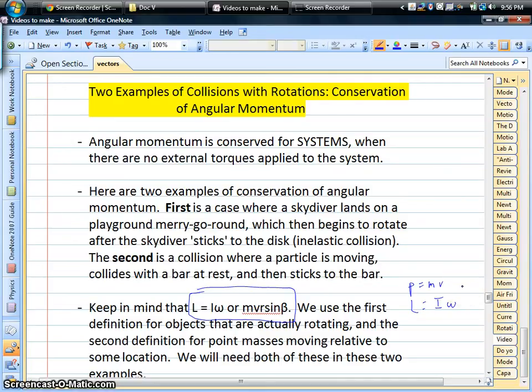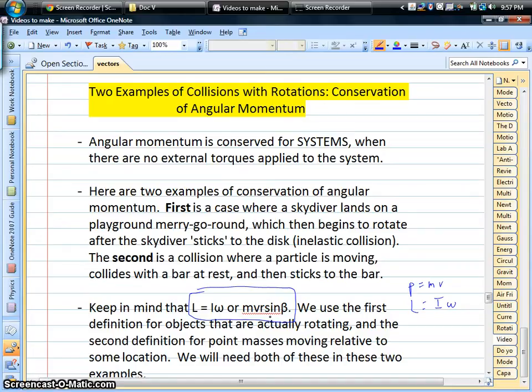Now this other definition, mvr sine of some angle, that's what we use when we have point masses moving. You can literally define, even for something moving in a straight line, an angular momentum relative to any point that you want. So if something's moving, it's some distance, that distance being r, away from the point that you define, and there's some angle between those two lines, the radius line and the line of motion, then you can define an angular momentum. It's that simple to do.